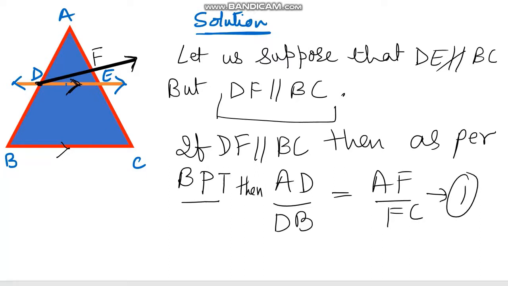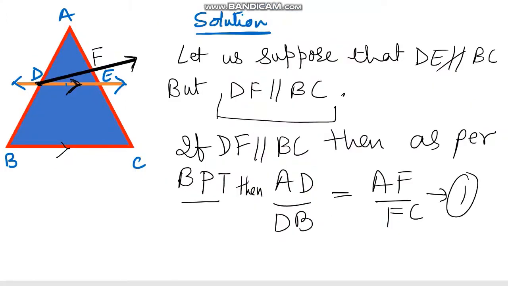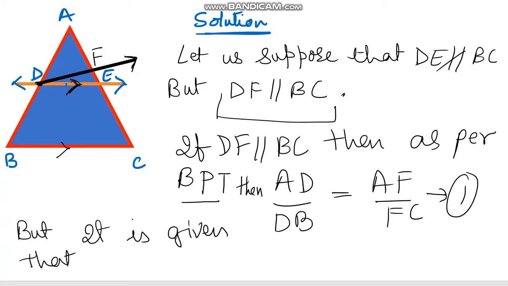What was given to us? Do you remember? See here, we were given AD by BD is equal to AE by EC. This is given. It is given that AD by DB is equal to AE by EC. But what is given? It is given that AD by BD is equal to AE by EC.